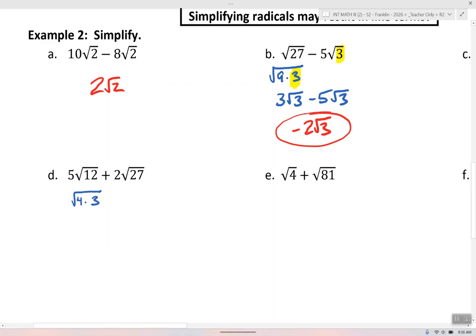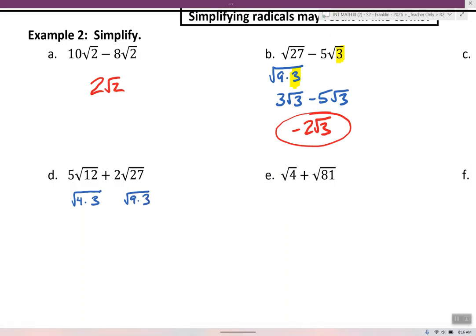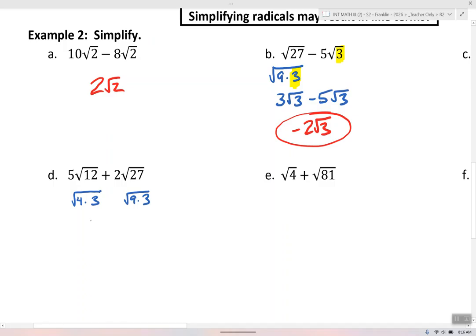With 27, we did this on example B. 9 is a perfect square that goes into 27. So that's 9 times 3. So what this problem becomes, the square root of 12 is 2 root 3. The square root of 27 is 3 root 3. But now I had these numbers out front. This first one had a 5. I'll have to multiply that. This one had a 2. So this problem becomes 10 square root of 3 plus 6 square root of 3. And I can add those together and get 16 square root of 3.